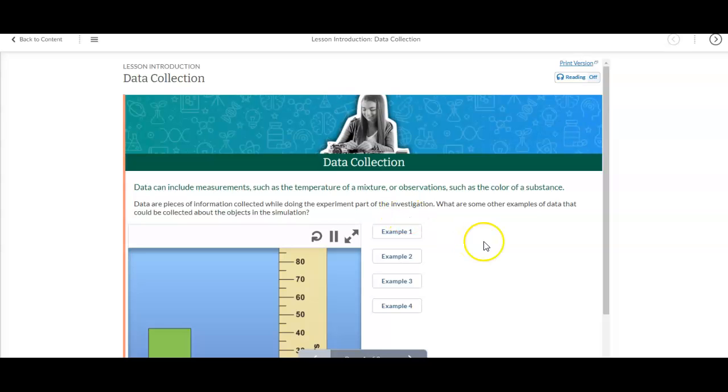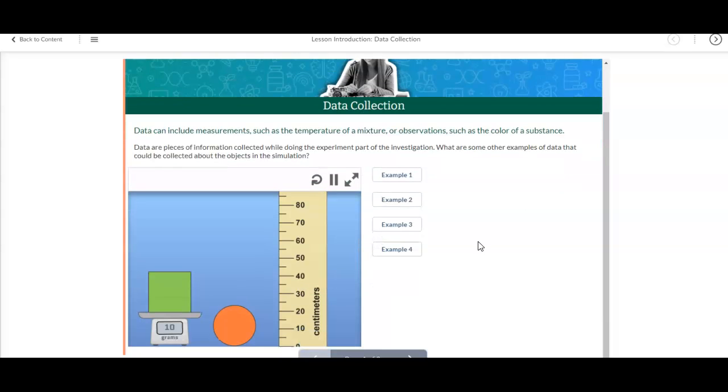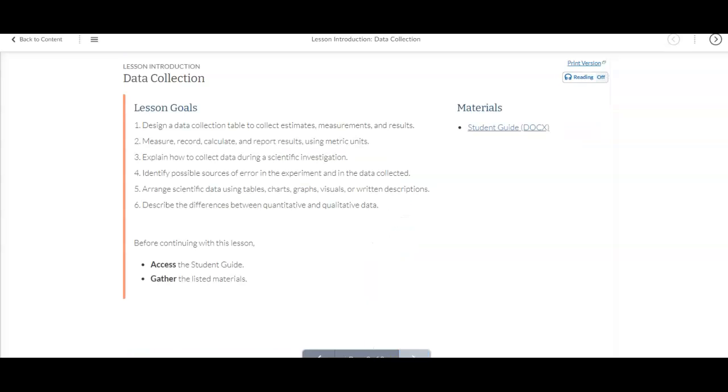What are some other examples of data that could be collected about the objects in the simulation? So if we're looking at the objects, we see a green square, we see an orange ball, we see that the square weighs 10 grams. So things you could collect would be the shape, the color, the mass, and the height. So we're able to see that this ball is about 20 centimeters tall.